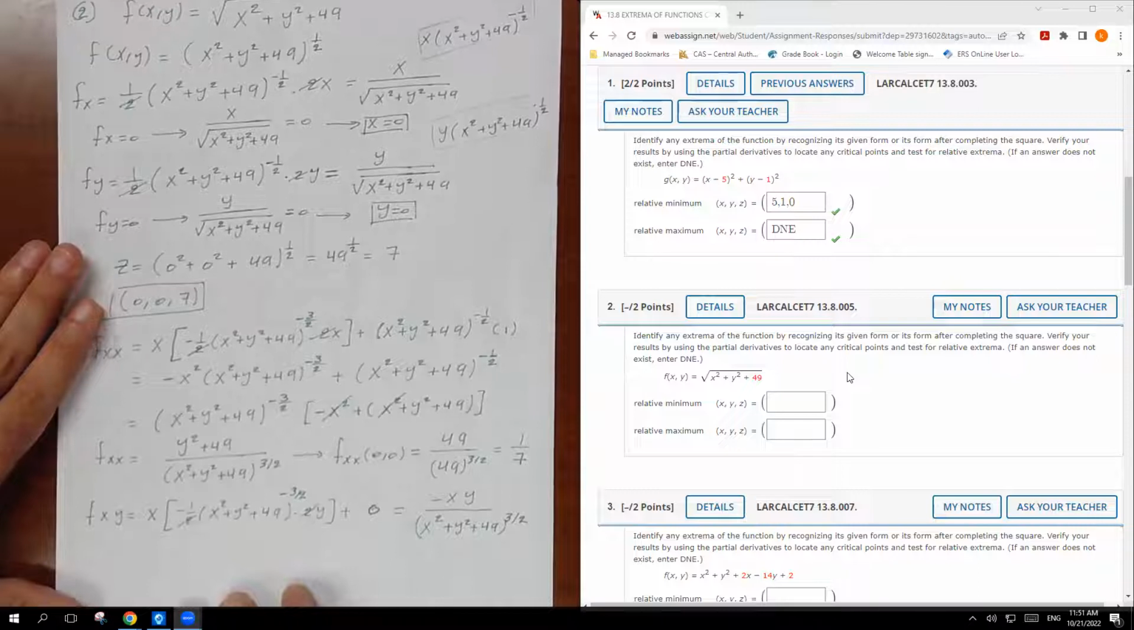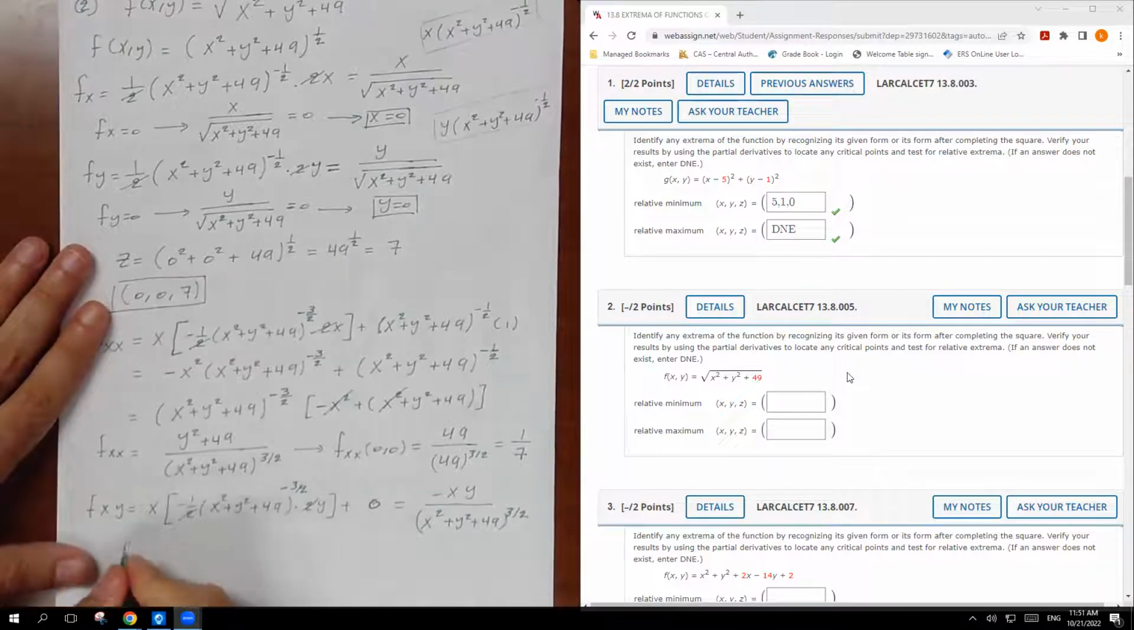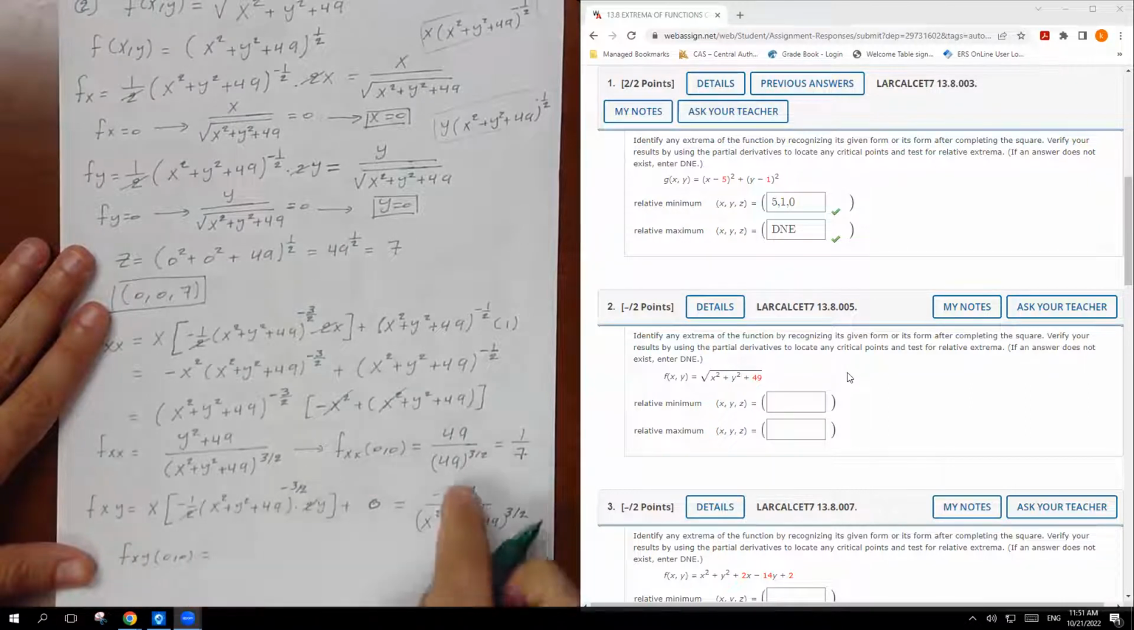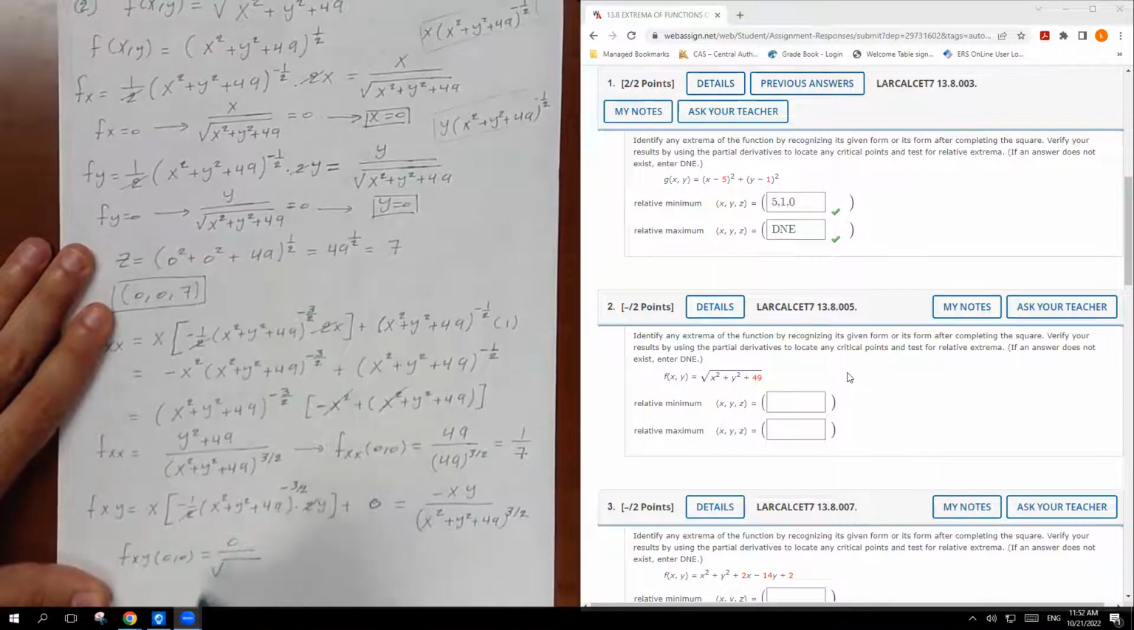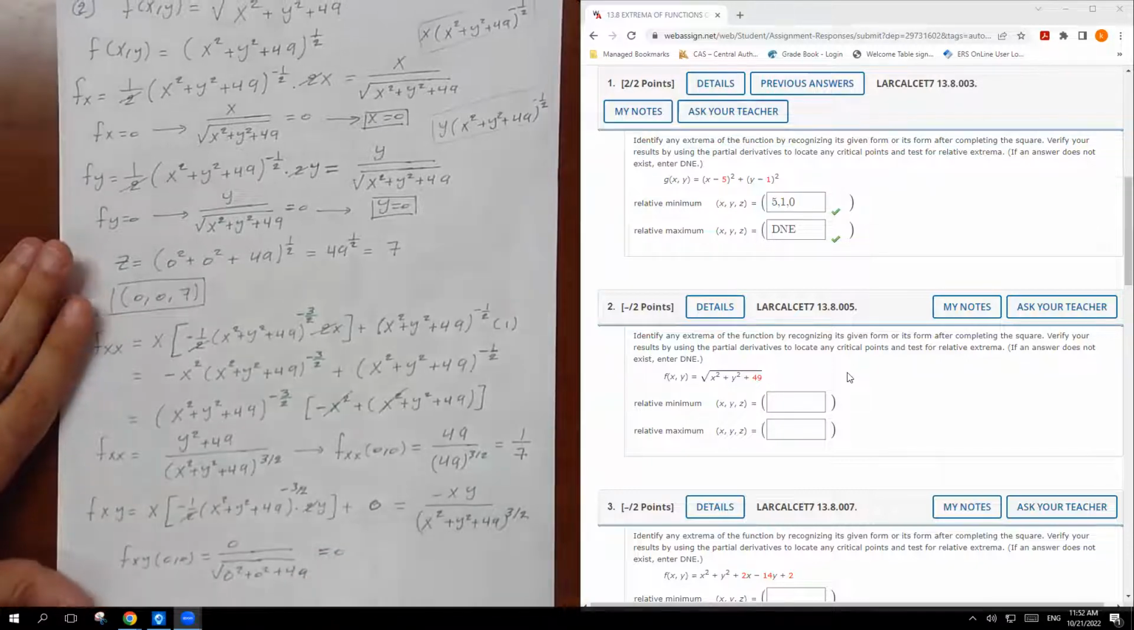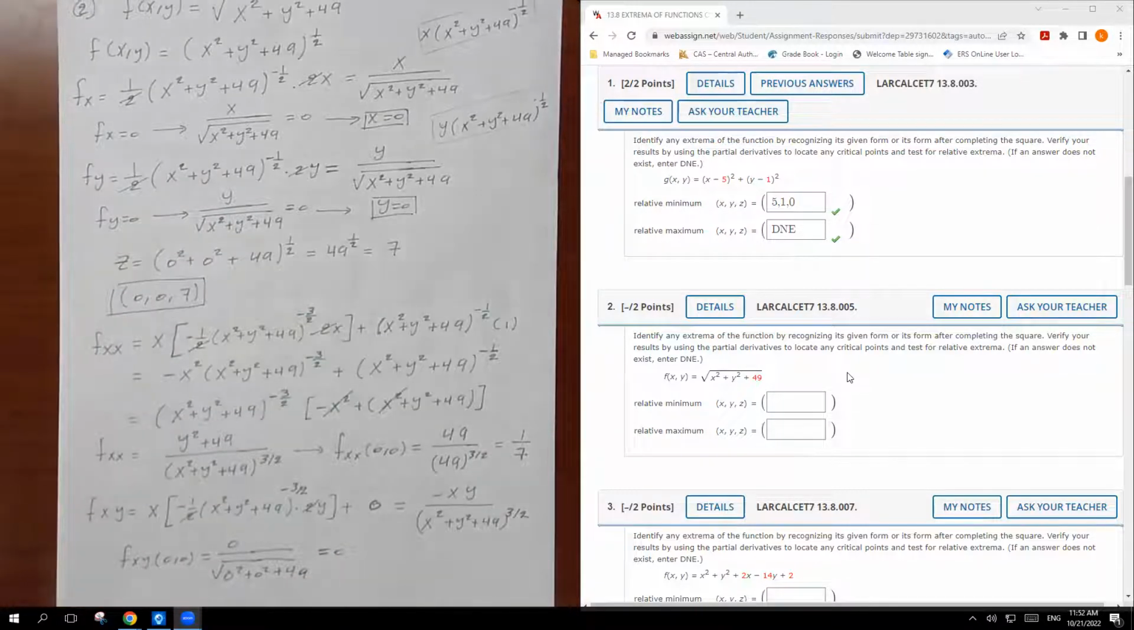Now, next step, we're going to find f sub xy at the point 0, 0. It's going to be 0 divided by any number, so let's plug in 0 squared plus 0 squared plus 49, and it's going to be 0. So here is f sub xy.